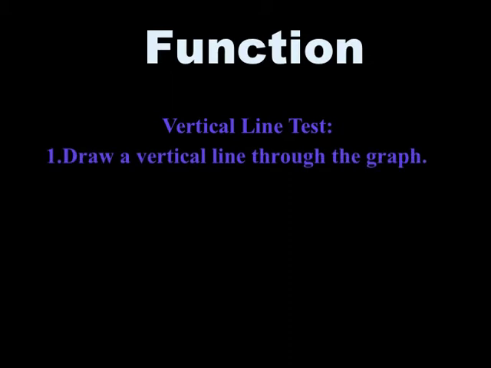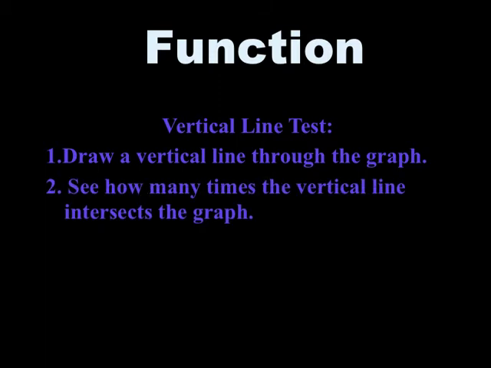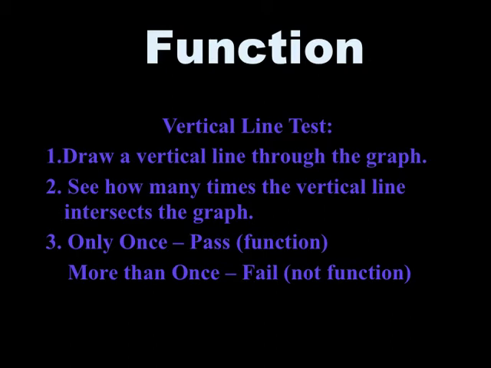Let's look at what it means to pass or fail. So you draw a vertical line through the graph. I don't like to draw a line. I like to actually take one and move it across the graph because you want to see all the parts of the graph, not just one part. And what you're going to look for is how many times that vertical line you moved across the graph intersects the actual points that are connected on the graph. If they intersect one time, then it passes, so it's a function. If it intersects more than one time, it fails. It is not a function.